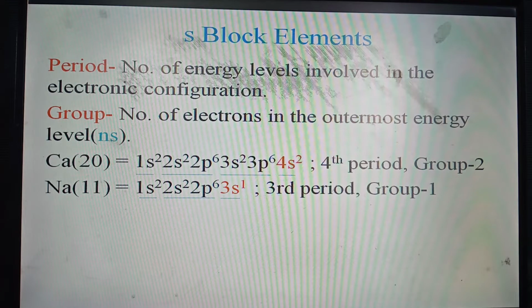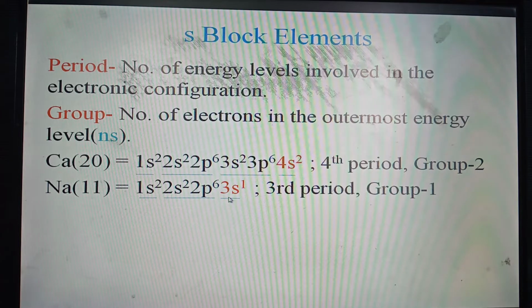For determining the position of an element, we shall write the electronic configuration first. If the last electron enters the S orbital, then you can decide that the element is placed in the S block area, that is either in group 1 or in group 2. Look at the electronic configuration of calcium. The last electron enters into the 4s orbital, so it is an S block element. Similarly, for sodium, the last electron is entering into the 3s orbital, so it is also an S block element.